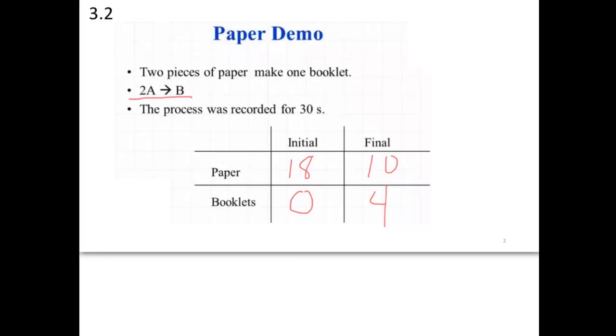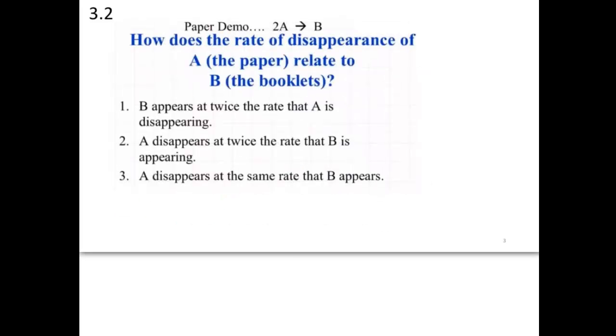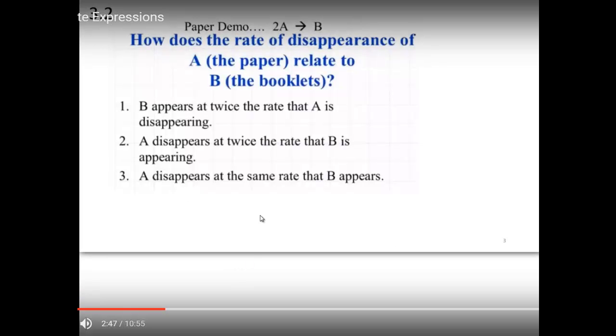Okay, so using those numbers, we could look at the change in A, or the change in B, and we can use those numbers to compare the rate of disappearance of A to the rate of the appearance of B. So go ahead and think about this question. How does the rate of disappearance of A, the paper, relate to the appearance of B, the booklet? So think about this for a minute and go ahead and answer that question. So if you chose number 2, A disappears at twice the rate that B is appearing, you'd be correct.